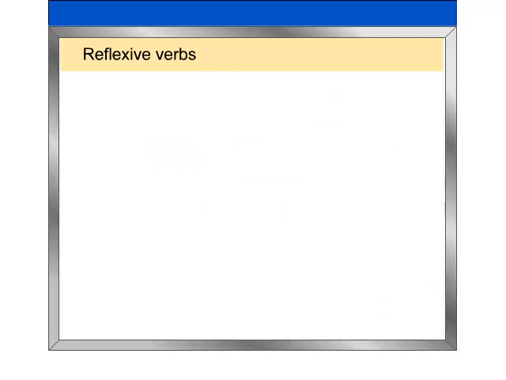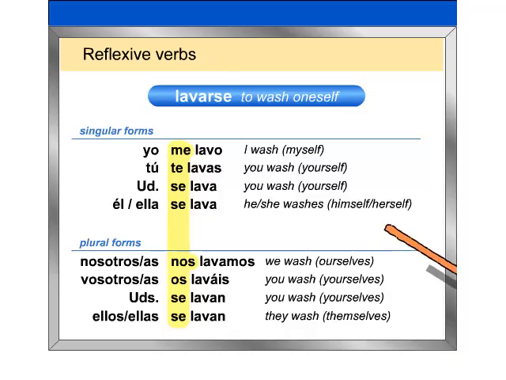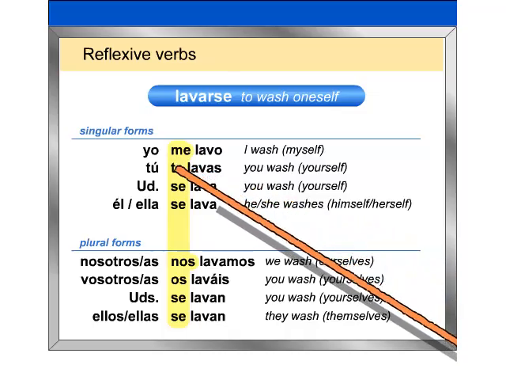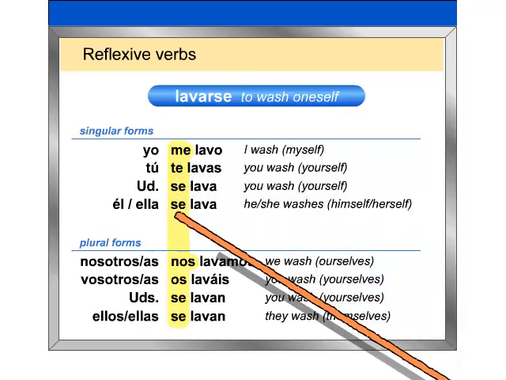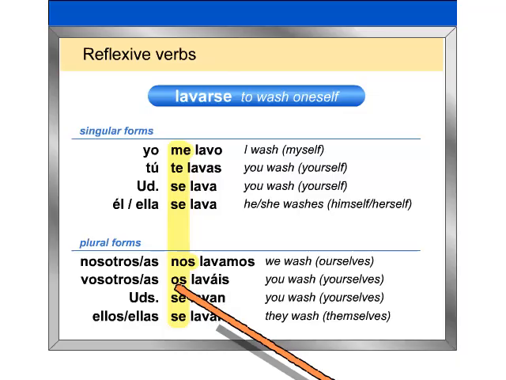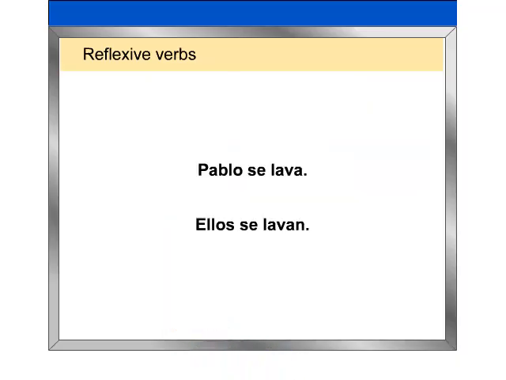Atención! Take another look at the chart and notice that except for se, reflexive pronouns have the same forms as direct and indirect object pronouns. Also, note that se is used for both singular and plural subjects. There is no individual plural form. Pablo se lava. Ellos se lavan.